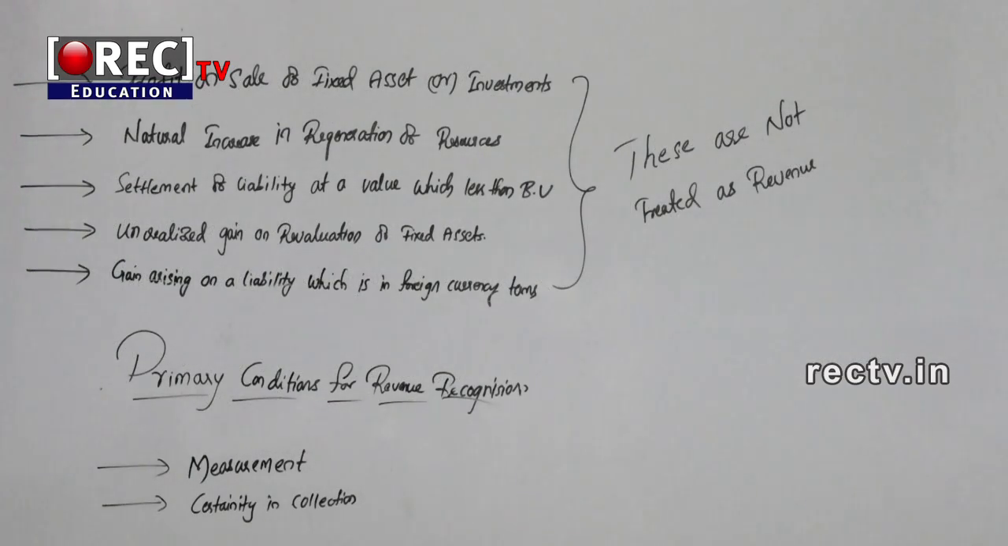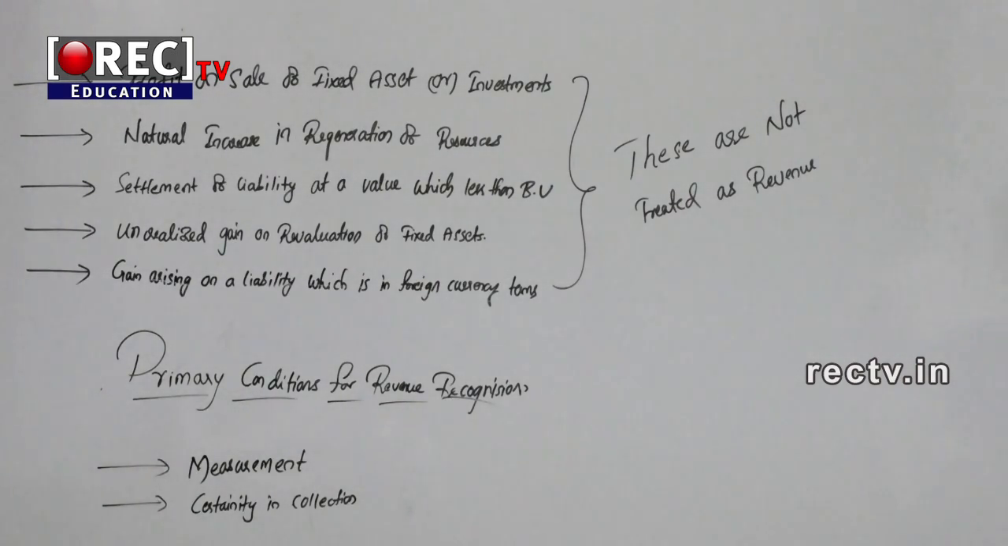So this standard applies to only these three, and is not applicable to construction contracts, lease contracts and government grants. The following five are not treated as revenue. What are those? First, profit on sale of fixed assets or investments. When you make any profit on a sale of fixed assets or investments, it is not treated as revenue because it is a profit. And second, natural increase in regenerative resources. Natural increase means you are not doing anything to increase their value; it is a natural increase in the resources.